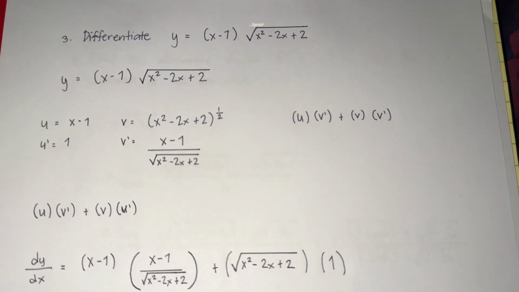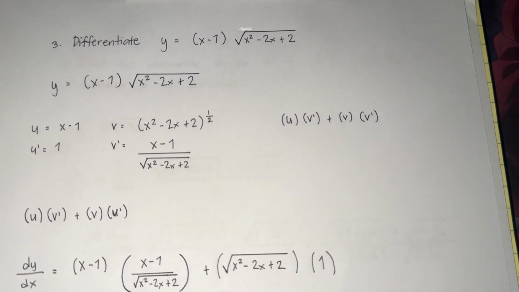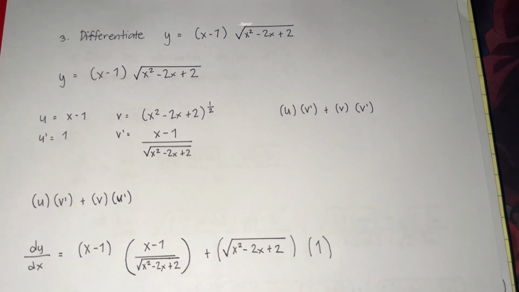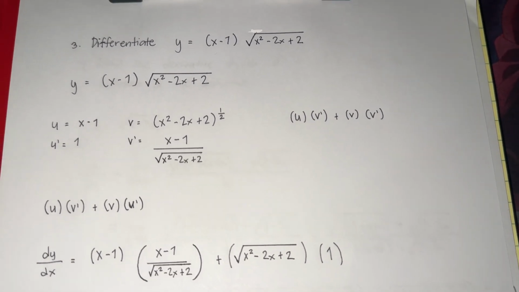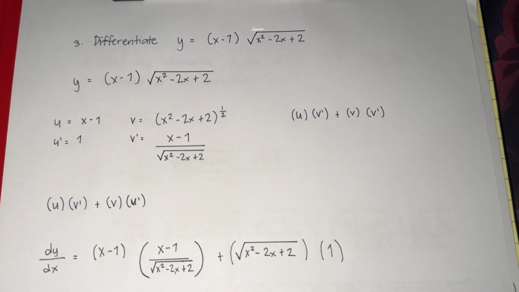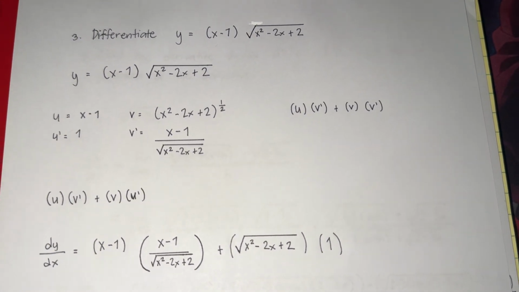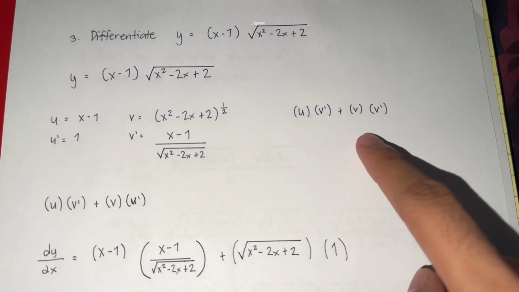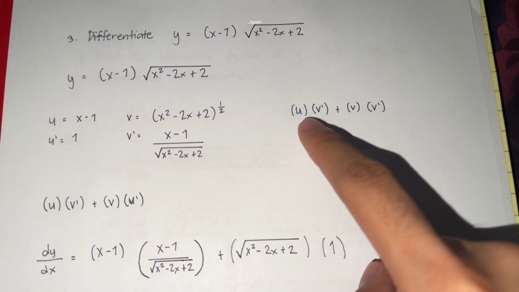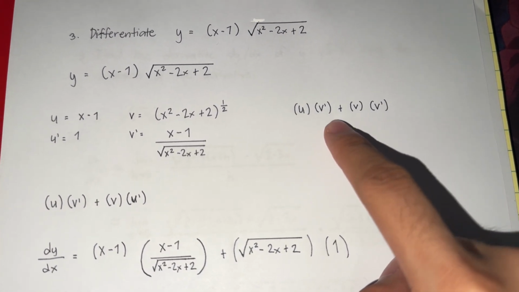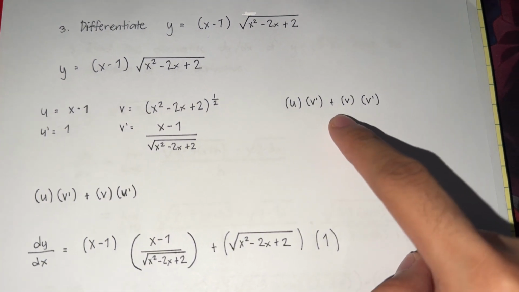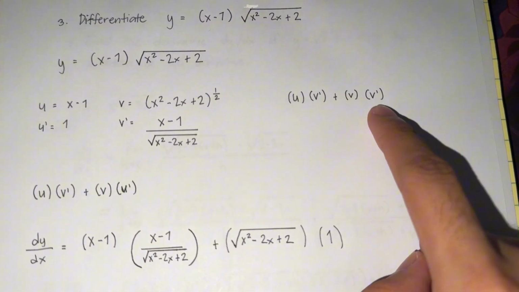For our third problem, we must differentiate y equals x minus 1 multiplied by the square root of x squared minus 2x plus 2. So we can use here the product rule. This is the formula of the product rule: u multiplied by v prime added to v multiplied by u prime.